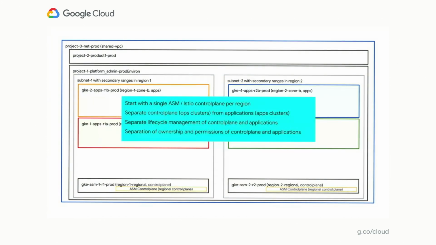We start with a single ASM control plane per region. We can put a control plane in every single cluster. That's a perfectly viable design. And if you have a small number of clusters, as a matter of fact, that is what's recommended.